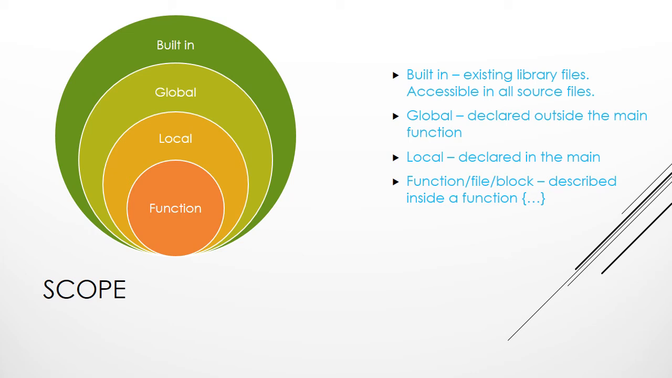There are global variables which can be used throughout a source file. There can be local variables which can be used only inside the main function, and there are function variables or block variables which can be used inside definite blocks or definite user-defined functions only.